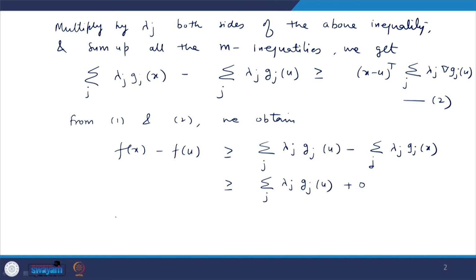So, what we obtain from here now is f x is greater than or equal to f u plus summation over j lambda j g j u. So, hence we got the result. So, this is our weak duality result.